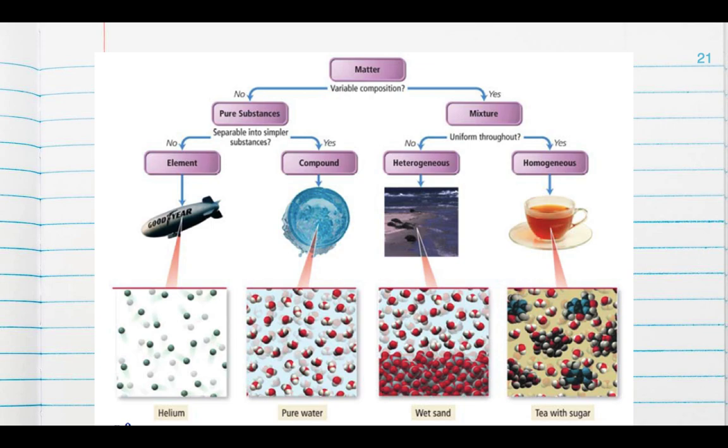No, then that's heterogeneous. I mean, it looks the same on the surface, but if I took a sample, it might be different at each space. So my example is wet sand. And then you're going to sketch a picture of that wet sand.